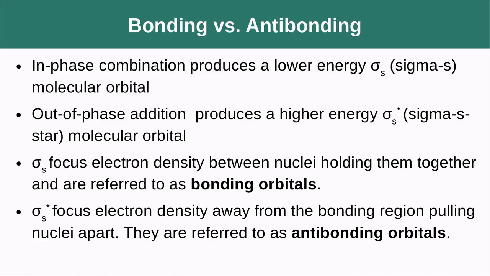Sigma s orbitals focus electron density between nuclei, holding them together. We call these bonding orbitals. Sigma star s orbitals focus electron density away from the bonding region, pulling the nuclei apart. So we call these anti-bonding orbitals.